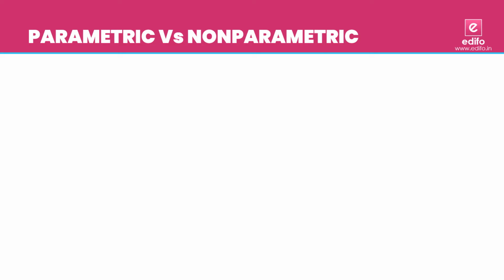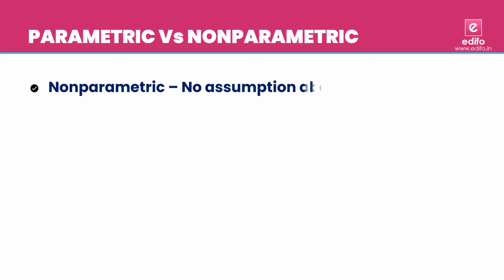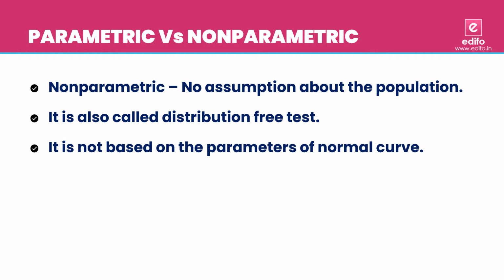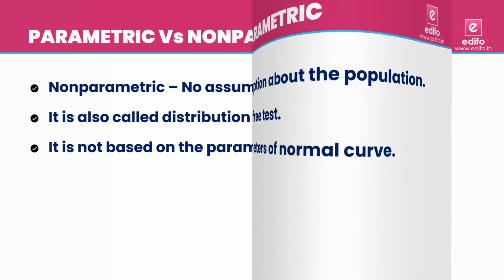But in the case of a non-parametric test, as the name suggests, there is no assumption about the population. The non-parametric tests are also called distribution-free tests because there are no strict assumptions to check in regard to the distribution of the data. Non-parametric statistics are not based on the parameters of the normal curve. That means if the distribution is skewed, you can use non-parametric tests.